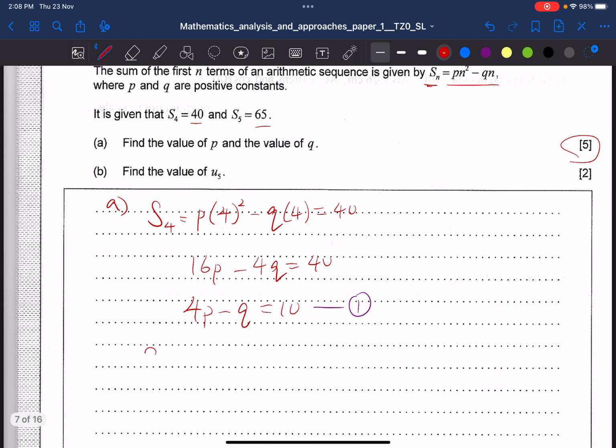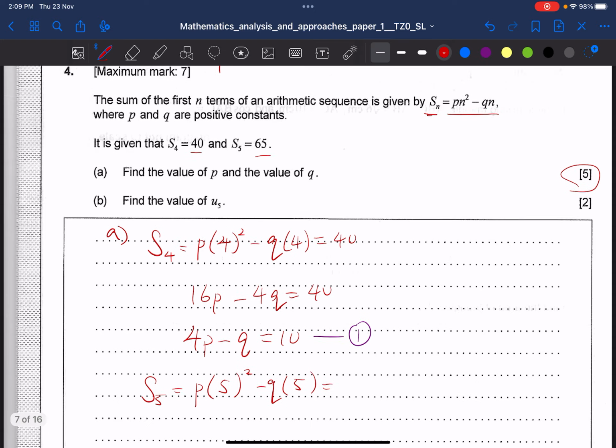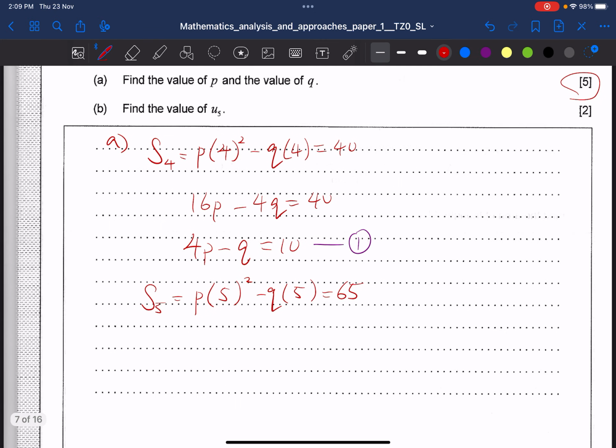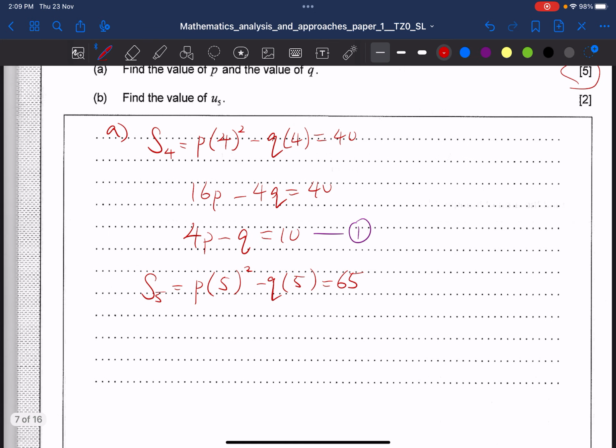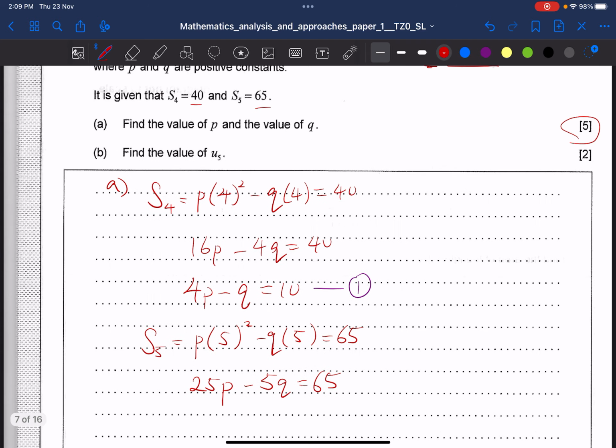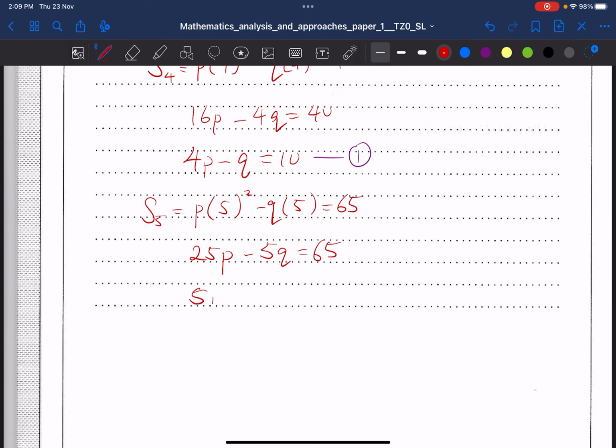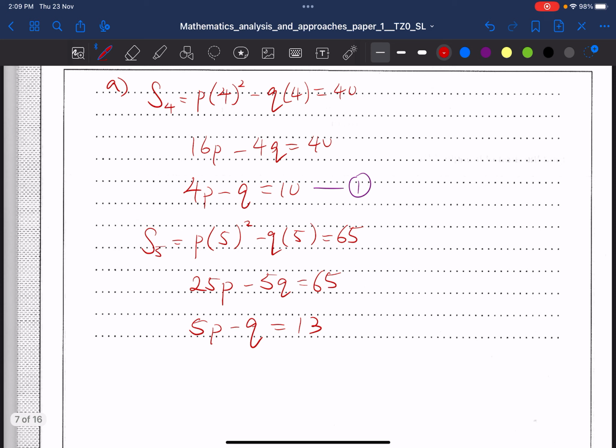So S5, let's also find that. So this is 25p minus 5q equals 65. And I'll divide every single term by 5. So there's like 5p minus q equals, what, 13, right? Is it? Yeah, 13. Okay, so this is our equation 2.